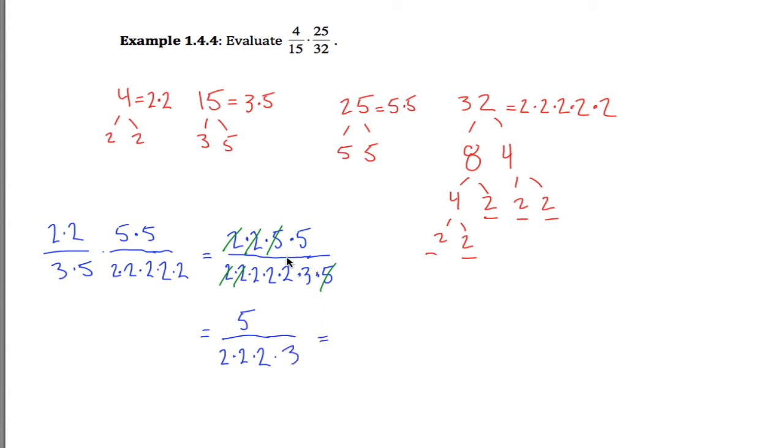So our final answer, simplified, will be this guy. Instead of expressing the denominator as its prime factorization, we can multiply these together. 2 times 2 times 2 is 8, times 3 is 24. So 4/15 times 25/32 is just equal to 5/24.